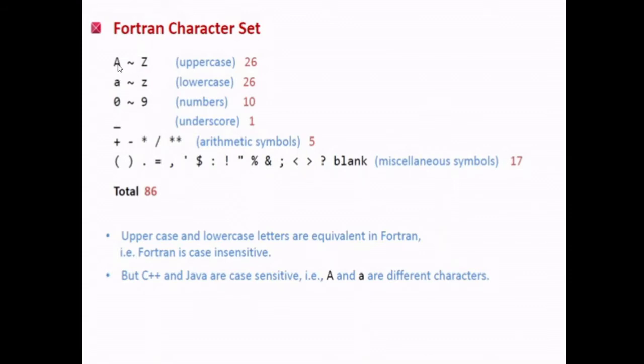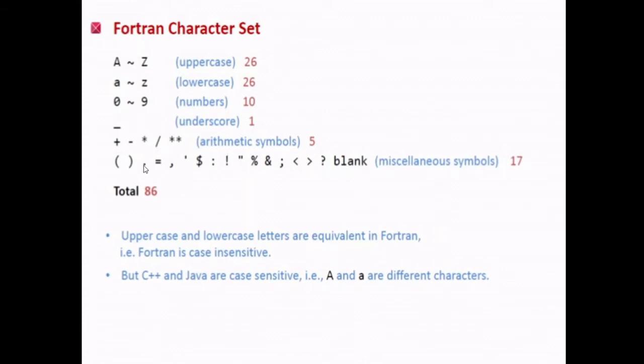So English alphabets A to Z, capital letter 26, small letter 26. But as I told you, Fortran compilers don't differentiate between capital and small. Then the numbers 0 to 9, underscore can be used. Then plus, minus, a star is used for multiplication, slash is used for division, and double star is used for power. These are the arithmetic symbols.